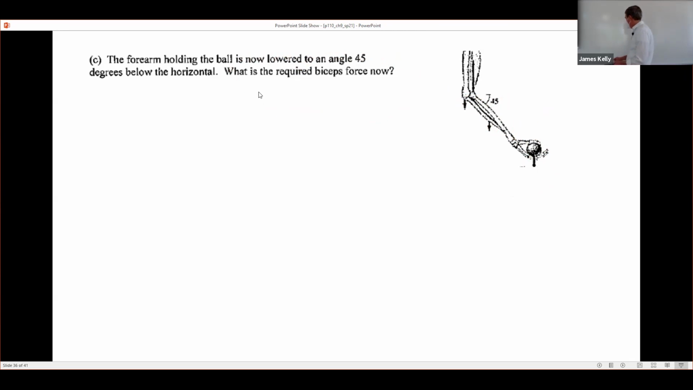And your intuition, if you use those weight machines at the gym, maybe you realize they don't exert as much force when you go down like this. So maybe the biceps force is big when you're holding it horizontal, and becomes less and less, and it seems like it would become 0.